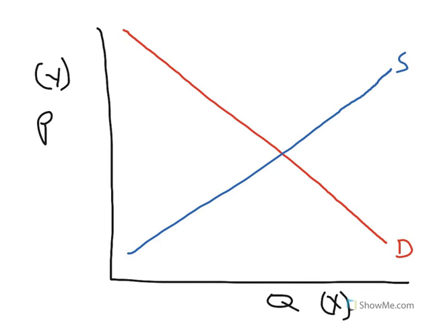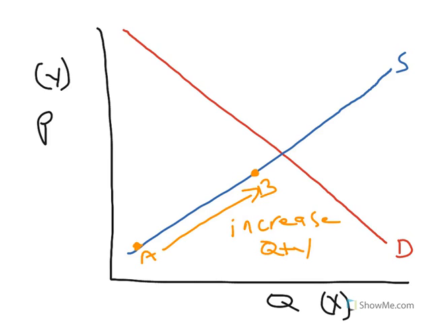Now, to further clarify what may be a confusing topic, when we move from one point on either the supply curve or the demand curve, say from point A to point B, movements along the same curve are referred to as an increase in quantity supplied. Not an increase in supply. An increase in supply or demand is signified by a rightward shift in the curve.